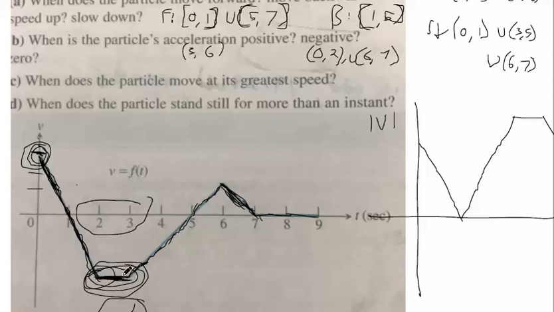When does the particle stand still for more than an instant? So where is the velocity equal to 0 is what that question is asking. Okay, the velocity is 0 for more than an instant between 7 and 9, right? 0 miles per hour is what the y-axis is telling us. For an instant, it's standing still here. Where is it standing still for more than an instant? That's where the derivative is 0 for a while. So the velocity is 0 between 7 and 9 here.